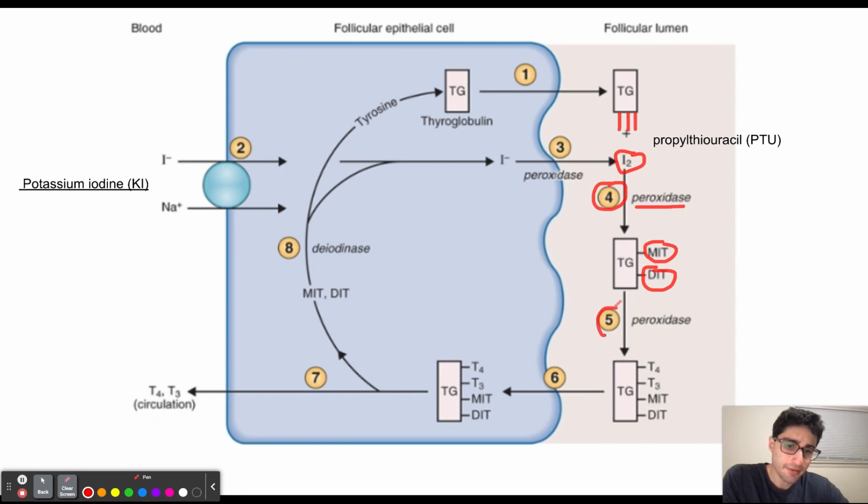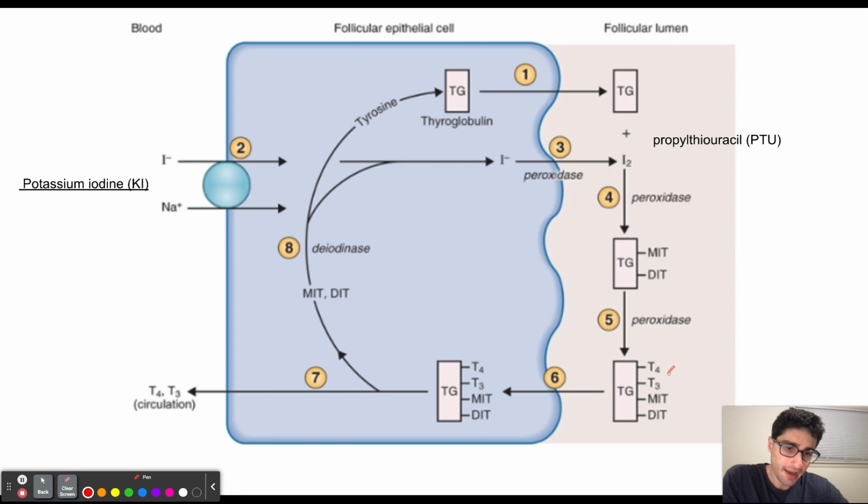Now, the next step, we have the production of T4 and T3. We are going to be producing the T4 when we combine two DITs together. So the combination of two DITs is going to give us T4. When MIT combines with DIT, it is going to give us T3. And these two reactions are both going to be catalyzed again by tyrosine peroxidase.